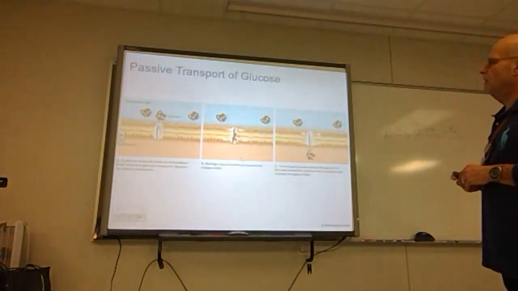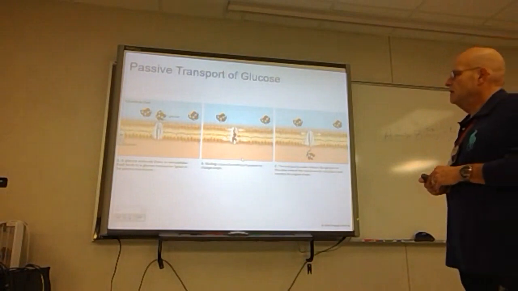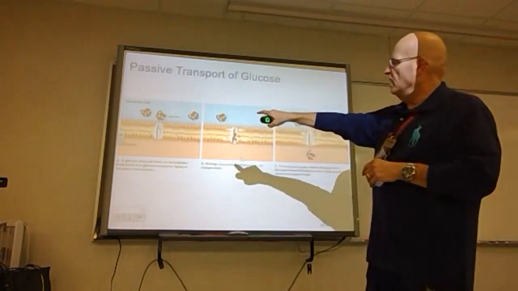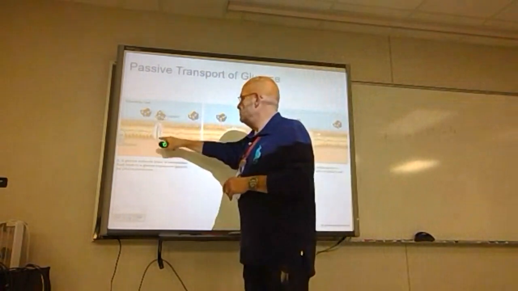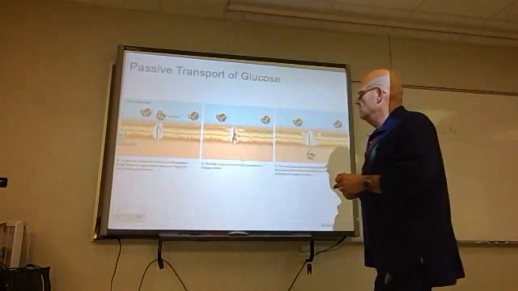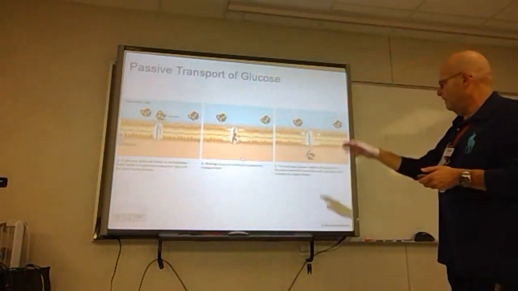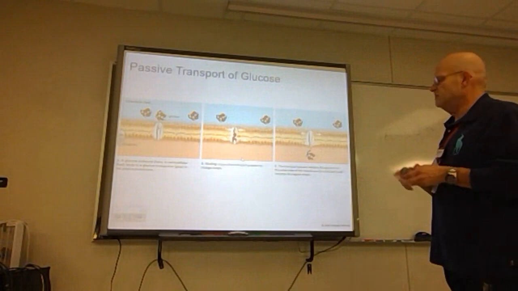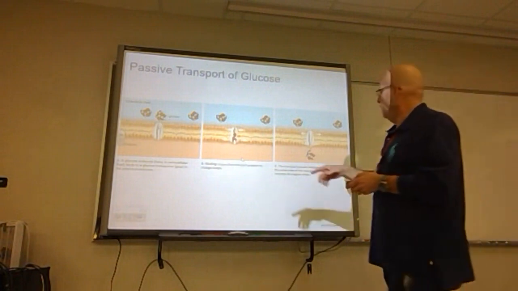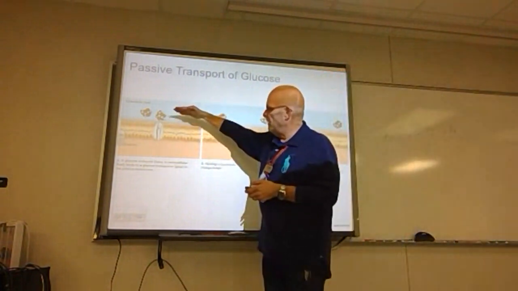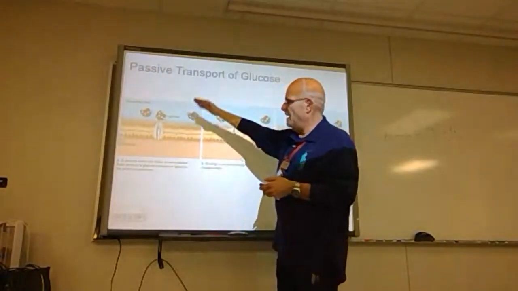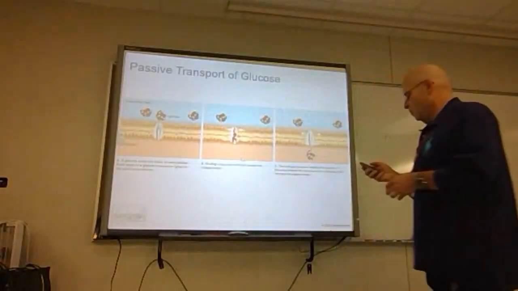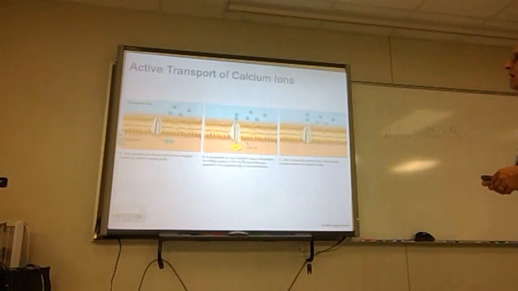Here is just simply an example of passive transport of glucose. This is your transport protein, and you see the glucose molecule fits inside there and then is pushed into the cell. That just happens because you've got a lot of glucose out here and no glucose in here, so you've got the passive transport system. It's just going to diffuse through.